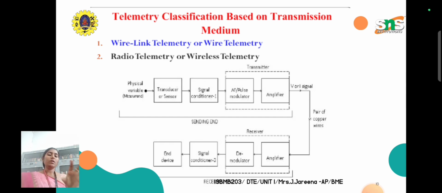It's very simple. If you are using a copper wire connection between the transmitting end and the receiving end, then it is wire telemetry. If you don't have any wire connection, and you are transmitting over a radio frequency with the help of an antenna at the transmitting end and at the receiving end, then it is called radio telemetry or wireless telemetry. This is the very basic concept. That is what we are going to discuss in detail.